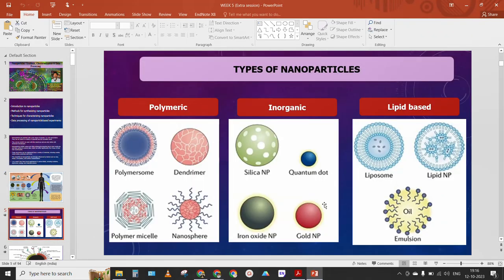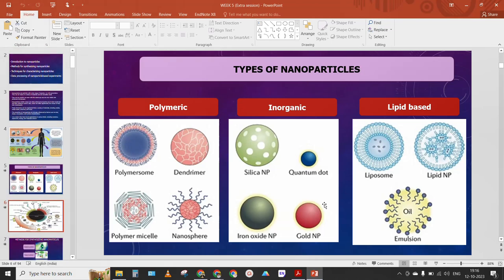So now types of nanoparticles. Basically there are three types of nanoparticles: polymeric nanoparticles, inorganic nanoparticles and lipidic based nanoparticles. Polymeric nanoparticles include polymersomes, dendrimers, polymer micelles, nanospheres. Inorganic, we can use any metal, known as silica nanoparticles, quantum dots, iron oxide nanoparticles, gold nanoparticles, zinc oxide nanoparticles, silver nanoparticles and many more. And lipidic based nanoparticles are liposomes, lipidic nanoparticles and emulsions, oil in water emulsion or water in oil emulsion, both.